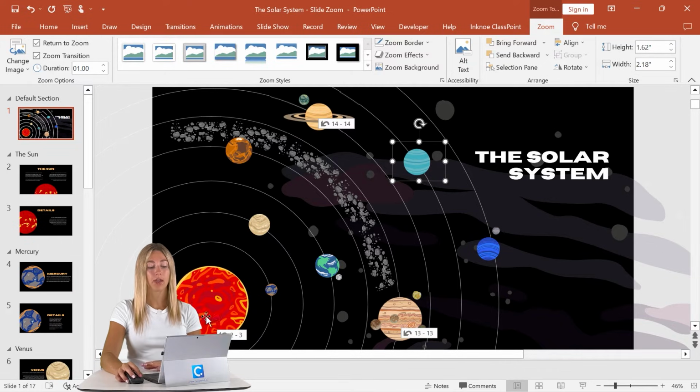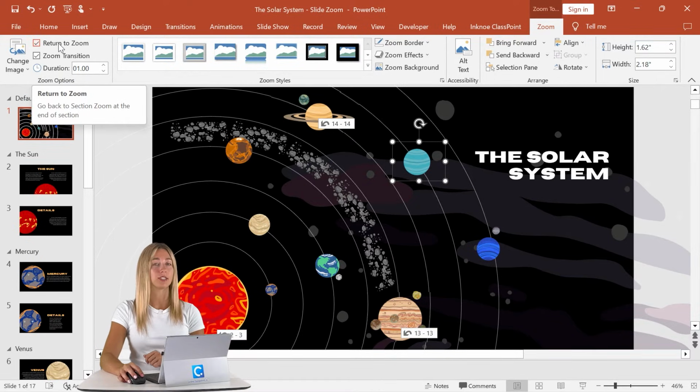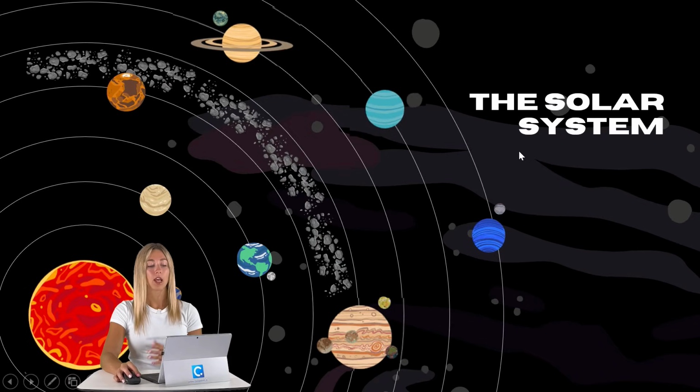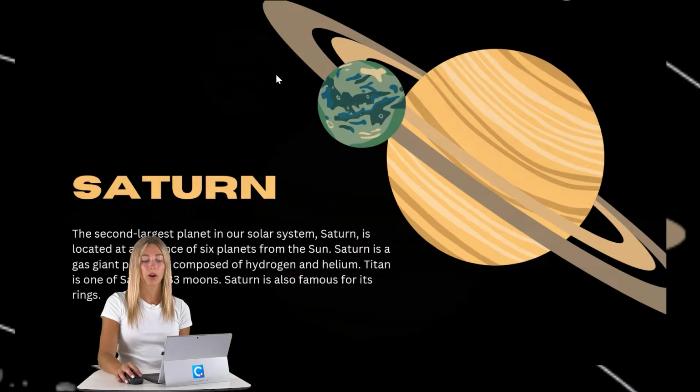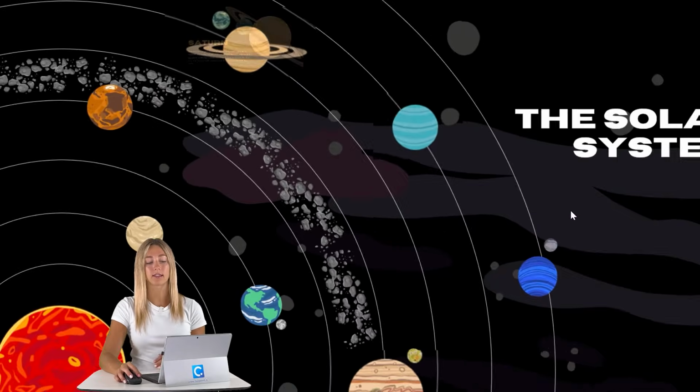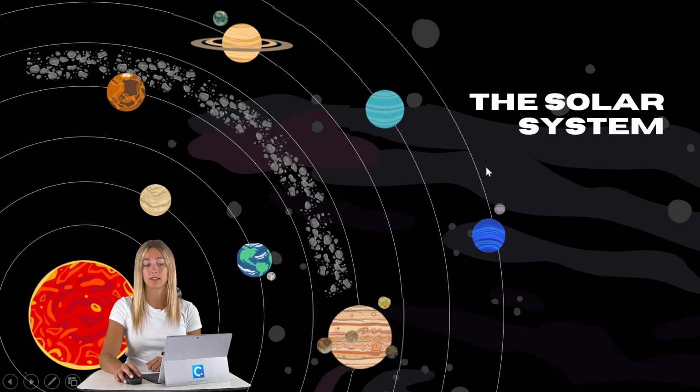Excellent. And one thing that I do want to call out is what each one of these little icons are. This is telling you that you're going to zoom into the sun, see slides 2 and then slide 3, and then you'll zoom back out. With our section zoom, our return to zoom is automatically checked, which is different from our slide zoom. So let's go ahead and check it out. Now we're on our main slide and we can click on any one of our planets. It will jump to that slide and jump back out when the section is done.